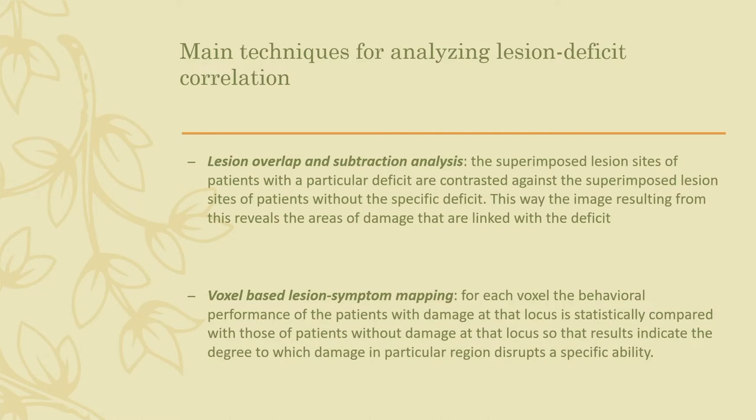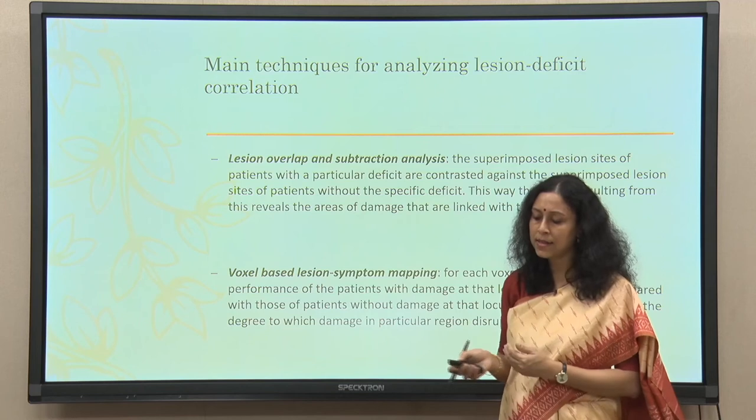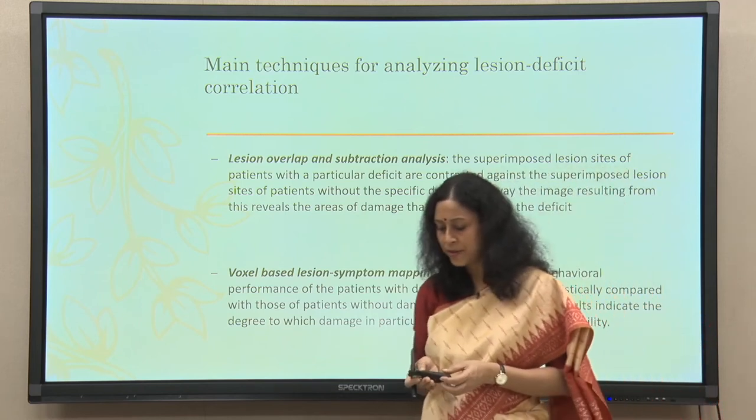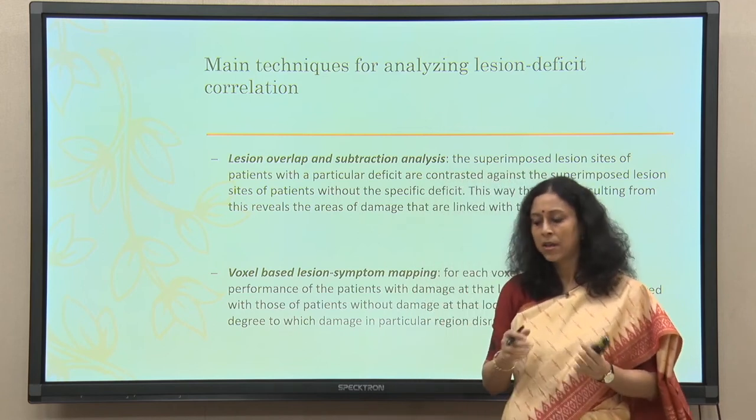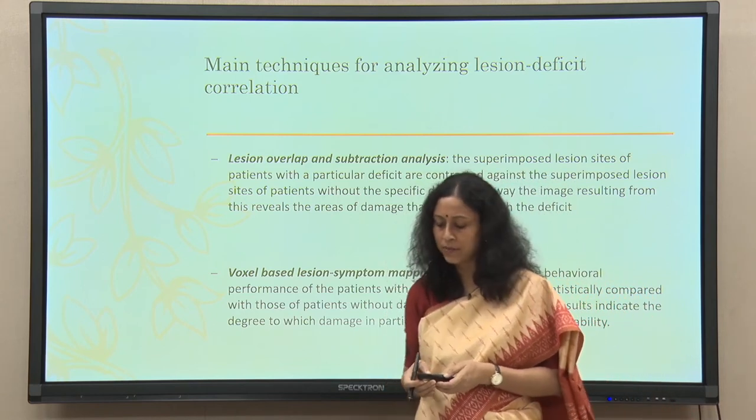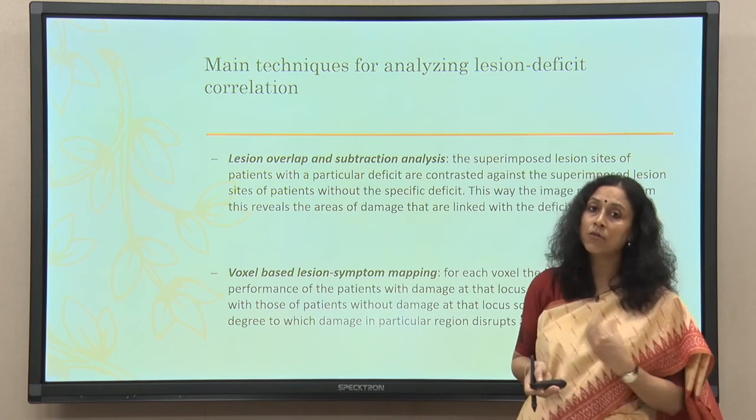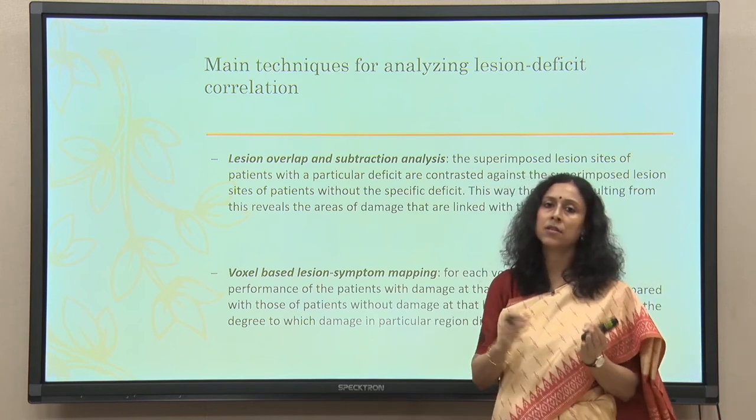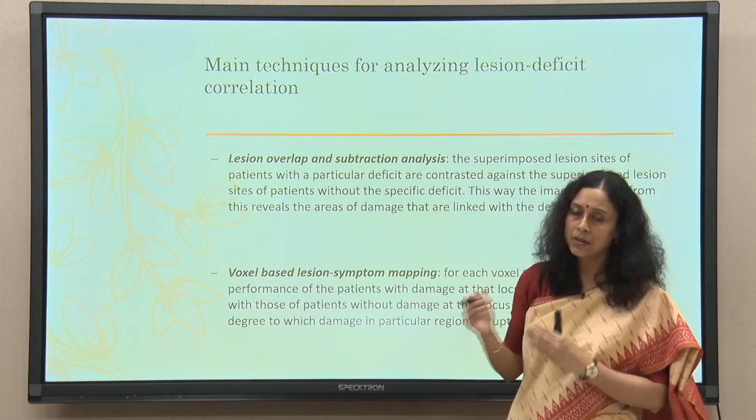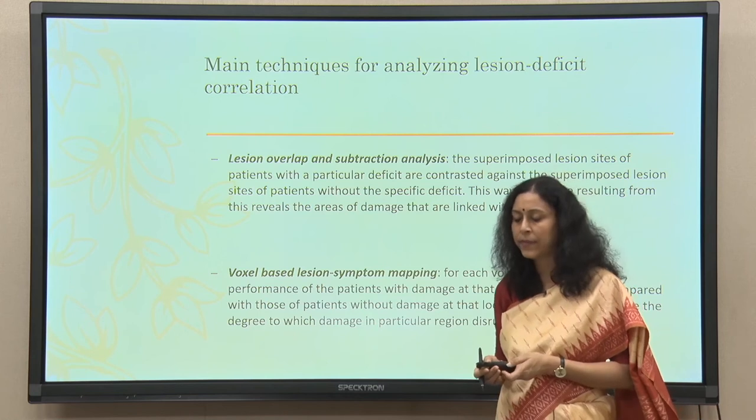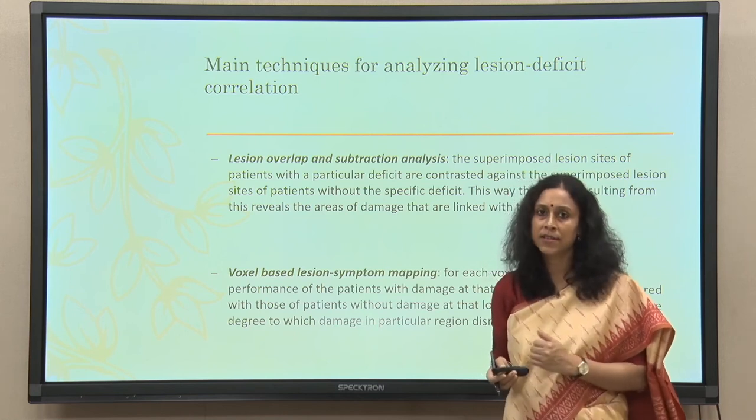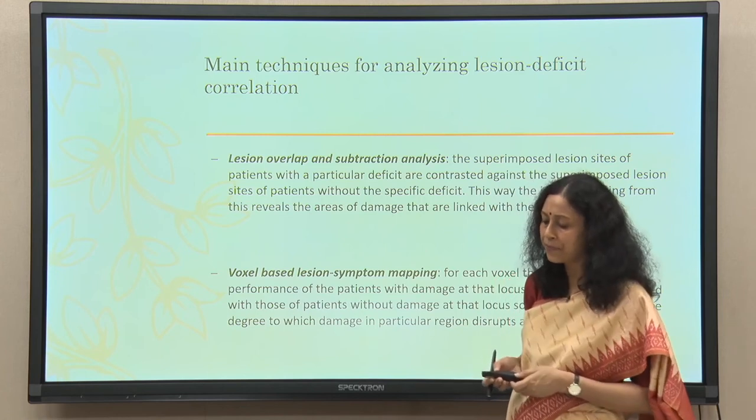These are some technicalities of analyzing lesion deficit correlation. As we have already seen, there is a deformity in terms of language function and there is a problem with the brain structure in terms of some injury, and then there is an overlap and, as a result, a subtraction analysis. So, superimposed lesion sites of patients with a particular deficit are contrasted with the superimposed lesion sites of patients without that specific problem. You match one patient who has the problem with one patient who does not have the problem, and from there you can decide which particular kind of lesion has resulted in this kind of language problem.